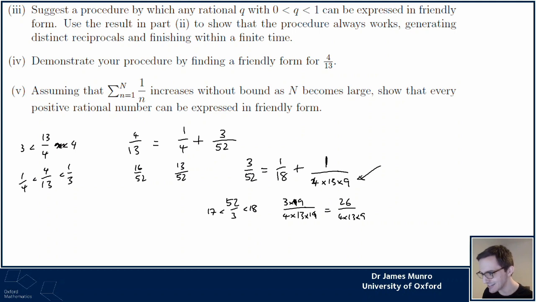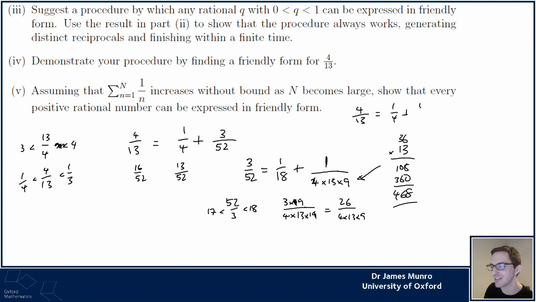I've got to work out this number, I suppose, which is 13 times 36. Off we go. 3 times 36 is 108. 10 times 36 is 360. So this is 468. My goodness. Okay, so 4 over 13, following this procedure, is 1 over 4 plus 1 over 18 plus 1 over 468. My word, there we go, in friendly form with the friendliest of numbers.